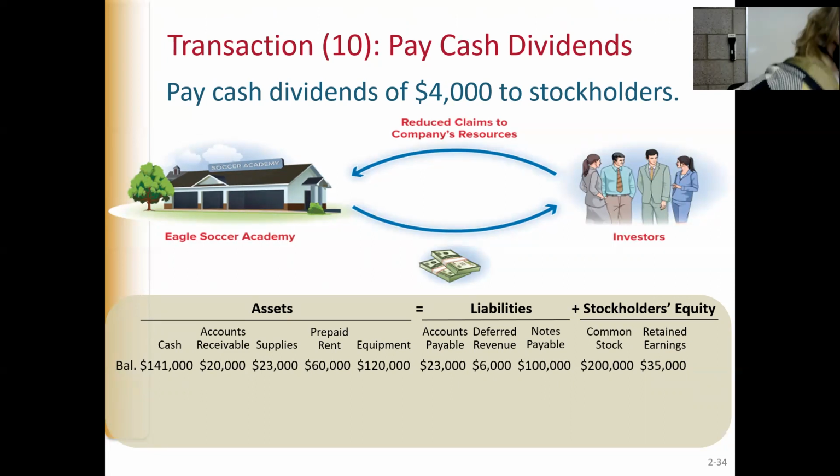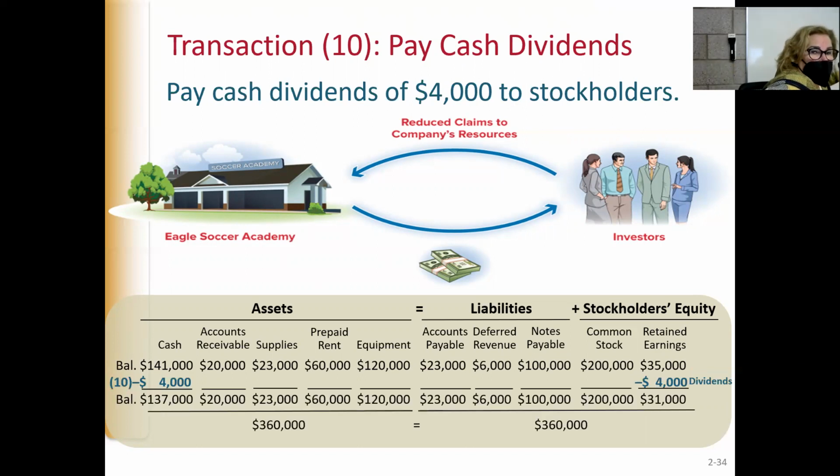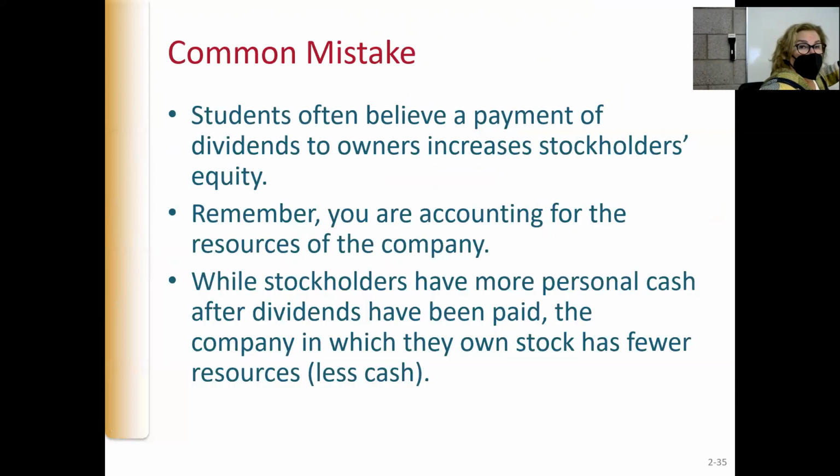We're going to reduce retained earnings because dividends reduce our retained earnings. So we know dividends are going to reduce retained earnings, which reduces stockholders' equity. What else goes down when we pay dividends? Cash goes down. Do you see, guys, we still balance?